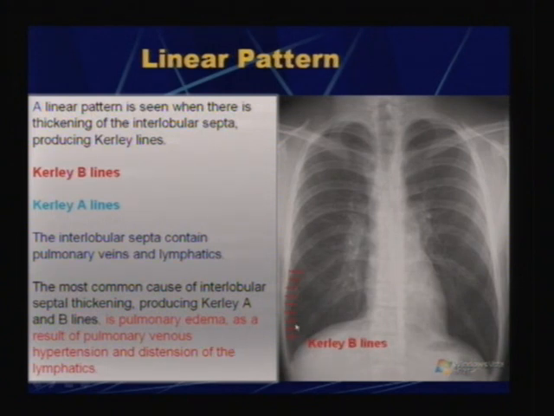So this is what I was trying to mention to you. These are the Kerley B lines here, which are thickened interlobular septa, which usually contain pulmonary veins and lymphatics. The most common cause of this interlobular septal thickening producing Kerley A and Kerley B lines is pulmonary edema, and it can also be caused by infiltration of various inflammatory cells or malignant cells along these septa. These are what we call the Kerley A lines here, as you can see, and this is again due to edema of the interstitium in the central bronchovascular bundle.